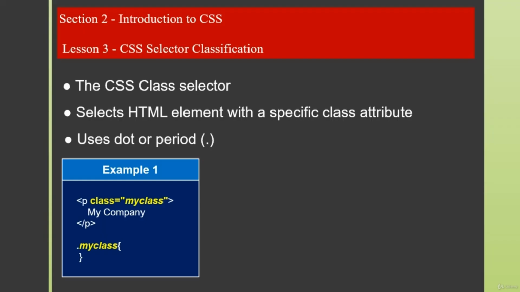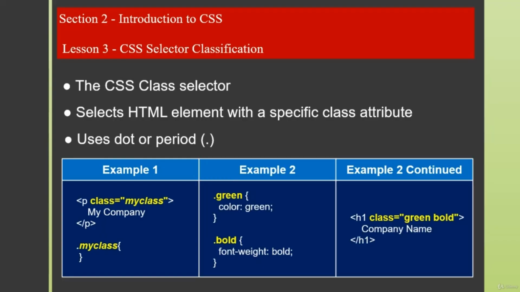The paragraph element in example 1 has a class attribute. Within the p tag, the class attribute is set to my class. To select this element, we could use the CSS selector with the class attribute my class. More than one class name can be added to an HTML element's class attribute. For example, there is a heading element as shown in example 2 that needs to be green and bold.